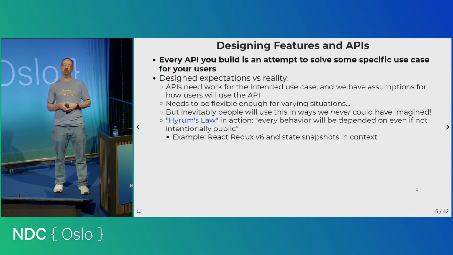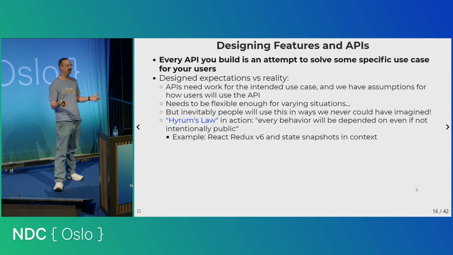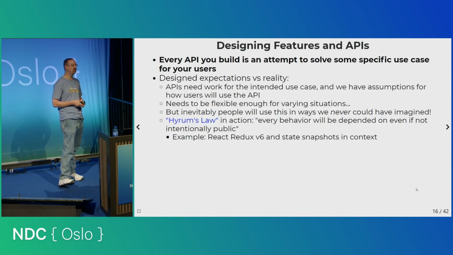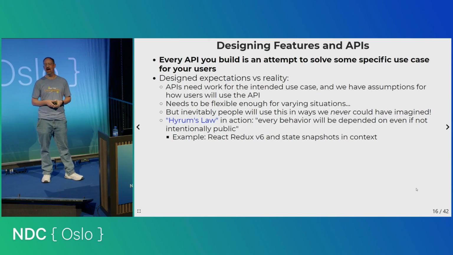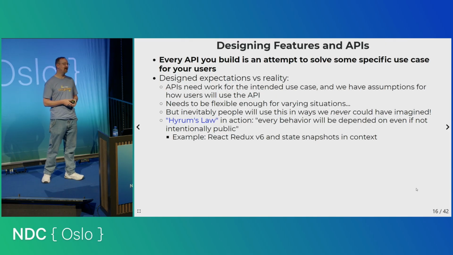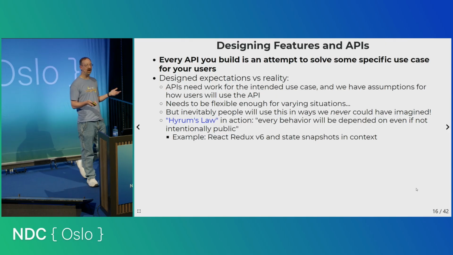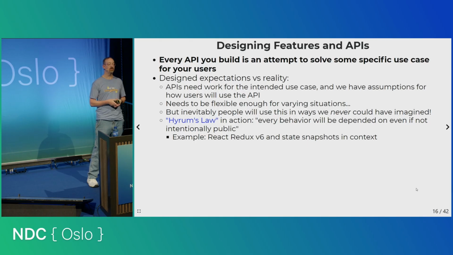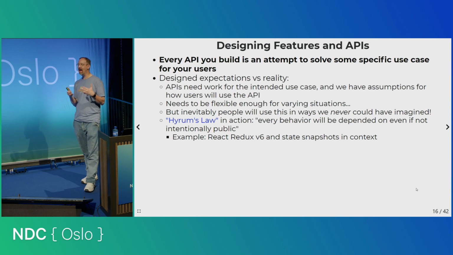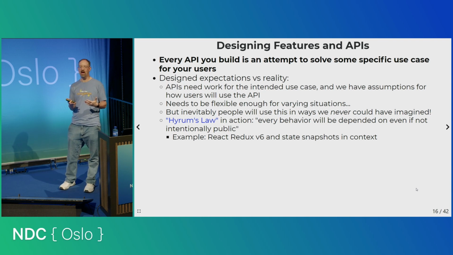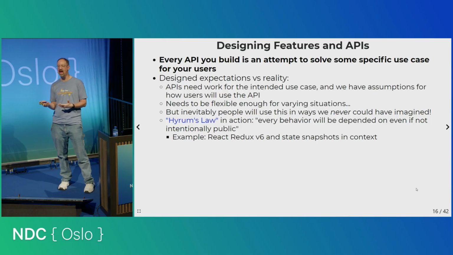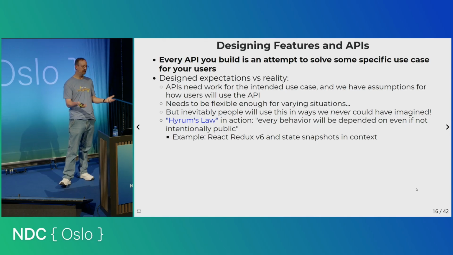So what about the actual coding behavior? If I'm a library maintainer and I'm trying to design some new feature or an API, every API that I build is an attempt to actually solve some problem that my users have. And so I have in mind, here's what they want to accomplish. Here's roughly what this thing needs to do or how it needs to behave. And then that guides both the public API design and the internal behavior.